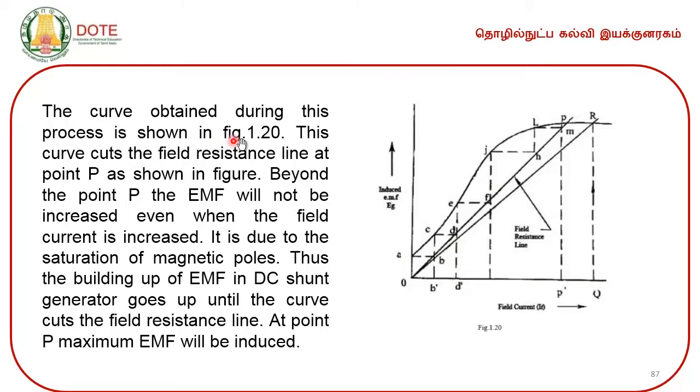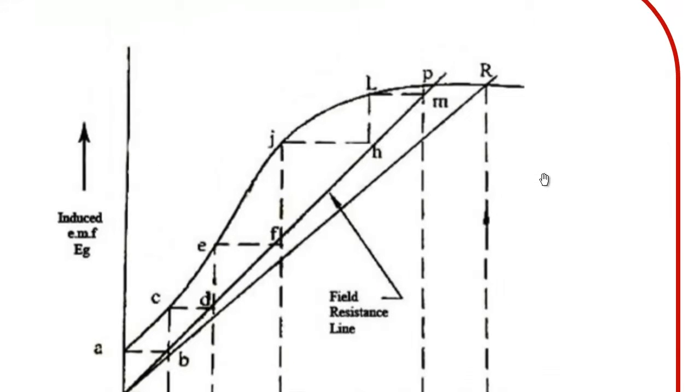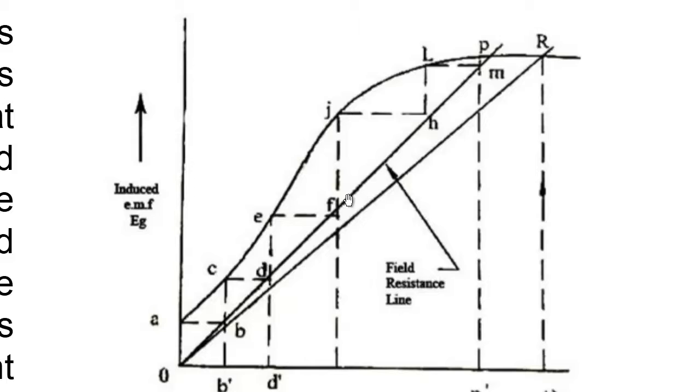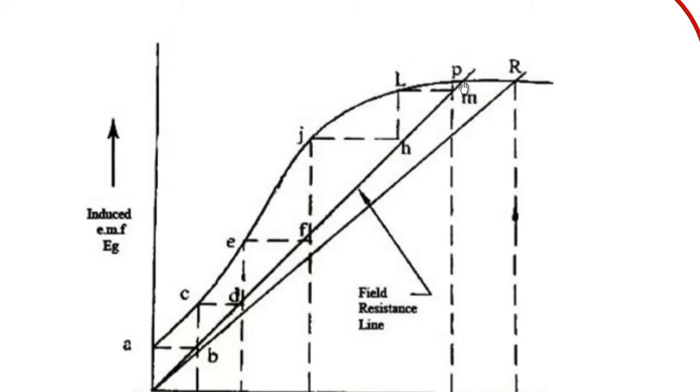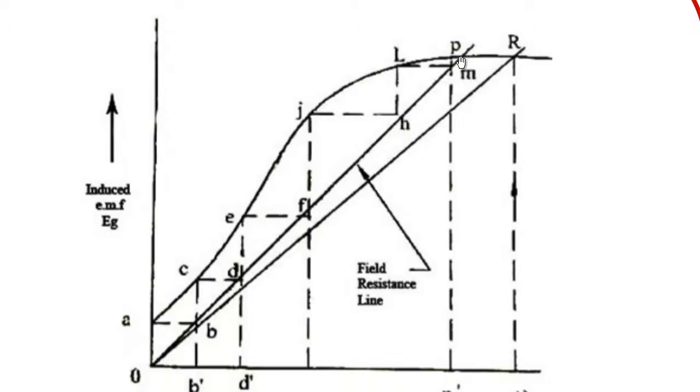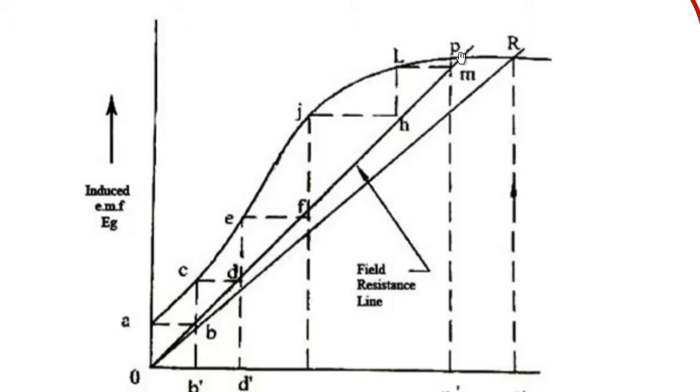The curve obtained during this process is shown in figure 1.20. This curve cuts the field resistance line at point P, as shown in the figure. We will see it here. You can see here, this is the field resistance line. O, D, F, H, M is the field resistance line, which is going to cut the characteristic curve exactly at this point P.